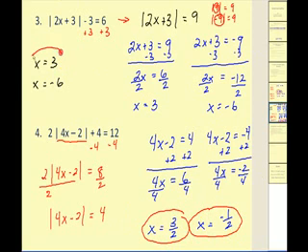So you can see the pattern here. We can expect two solutions to most absolute value equations unless the absolute value is equal to a negative number, where we have no solutions, or where it's equal to 0 and we would have one solution.